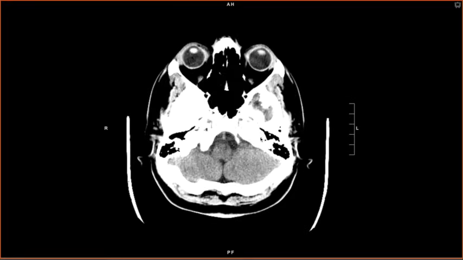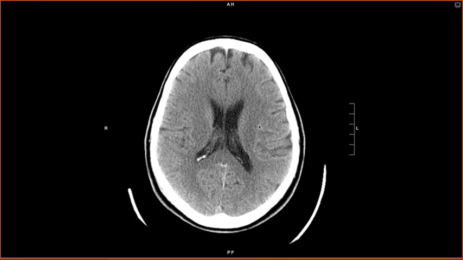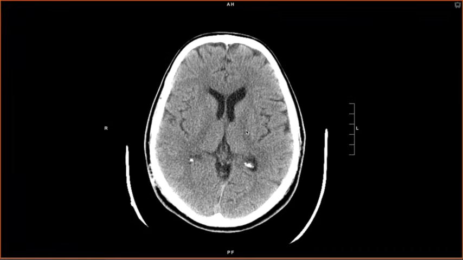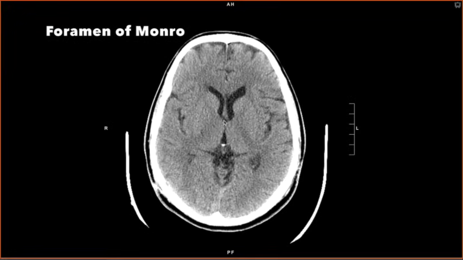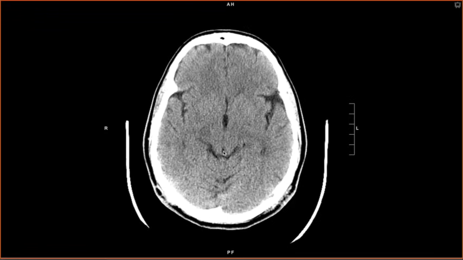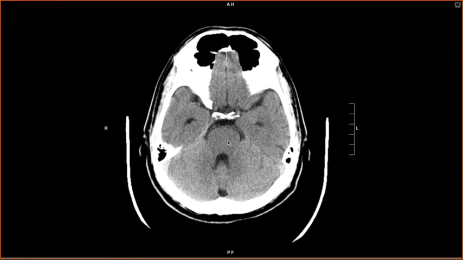The basic CSF flow is as follows. CSF is made by choroid plexus. We'll talk about that a little bit more later. CSF flows from the lateral ventricles to the third ventricle through the Foramen of Monro, which can be visualized right here. From the third ventricle, CSF flows through this spot here, which is called the Cerebral Aqueduct, and into the fourth ventricle.